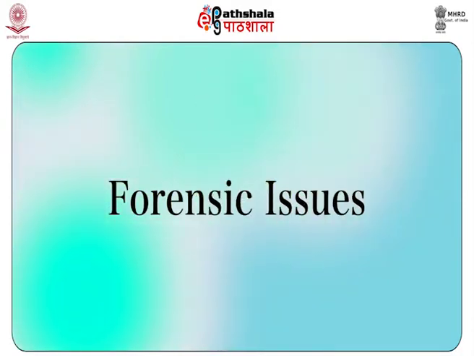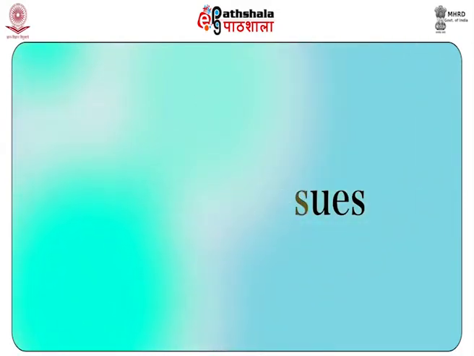Poisonous animals, on the other hand, usually derive their toxins through the food chain. As such, poison is often a metabolite produced by microorganisms, plants or animals. Next, we will study the forensic issues.